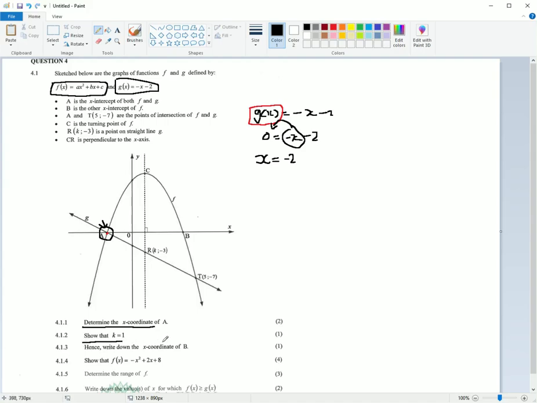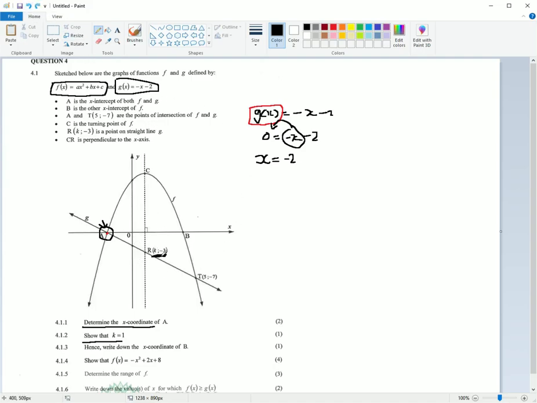4.1.2, show that k equals 1. Now whenever they give a show-that question, and I think they give it here again at 4.1.4, you are not allowed to use the information given to prove that k is equal to 1. You can't use the fact that k is 1 to prove that k is 1. So they're basically saying find k. We are telling you that it's going to be 1, so we know the answer, but you must find k. So where's k? K is over here. What we see there is, okay, great, this is easy.